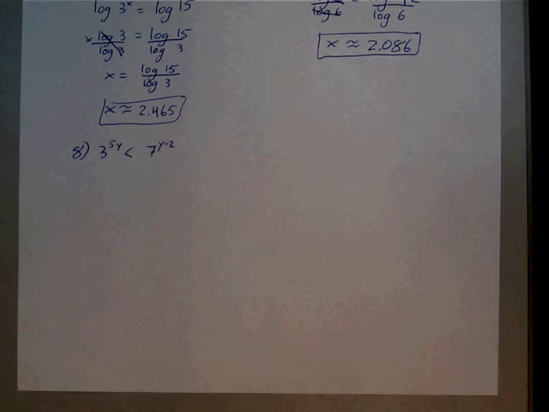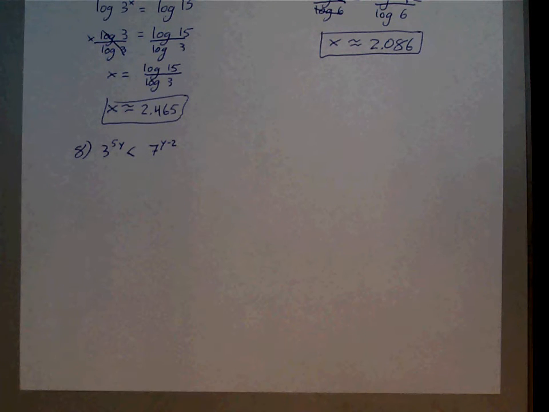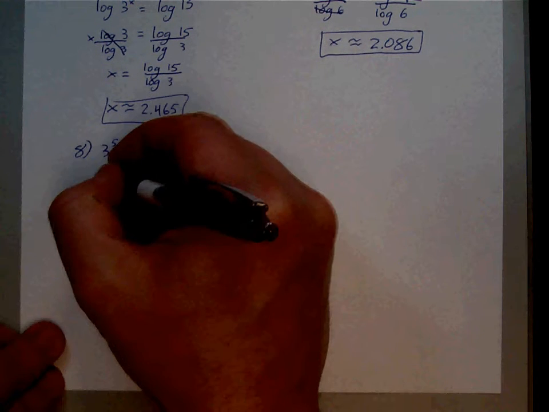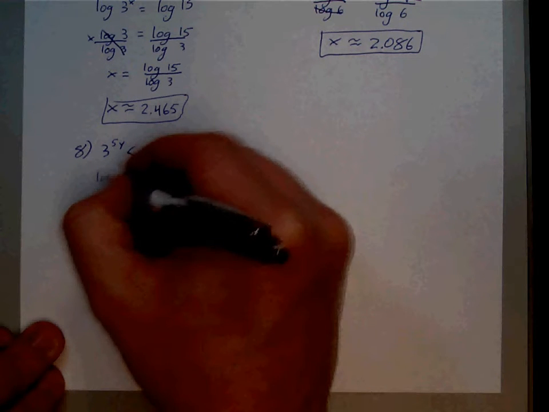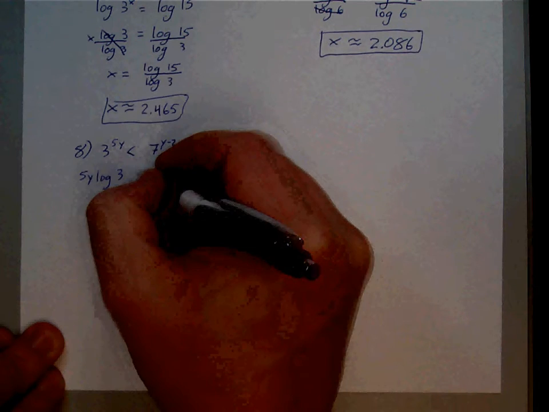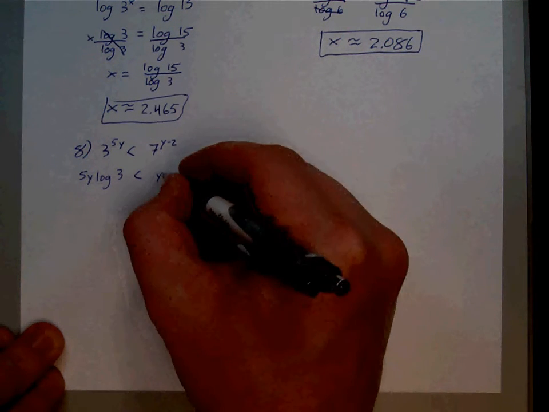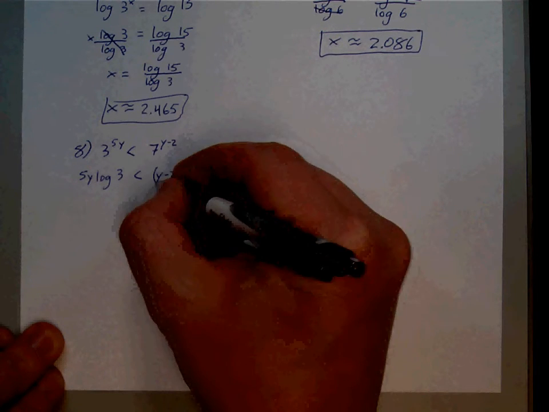So just like the last problems, I'm going to go ahead and log both sides. I see that the 3 and the 7 are not powers of the same base. I can't make them the same number. So I'm just going to log both sides. And as I log the left side, that 5y becomes a coefficient. As I log the right side, that y minus 2 becomes a coefficient. Since it's a coefficient, I'm going to wrap it in parentheses.